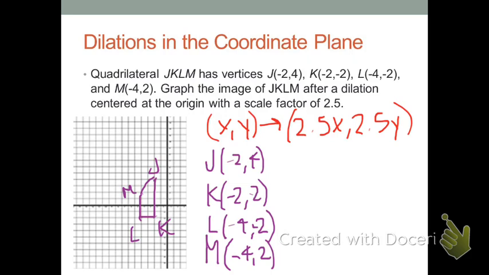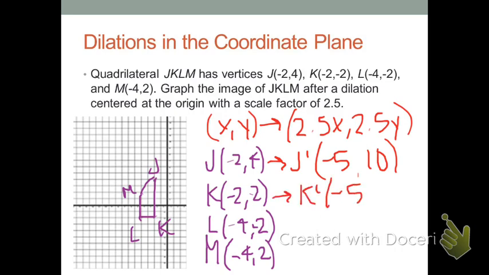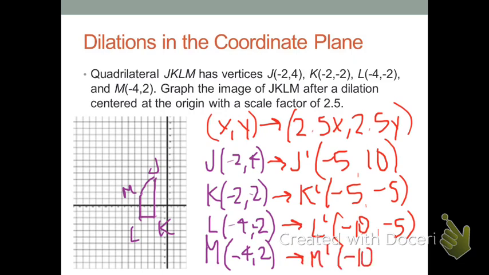So if we apply this rule to each of our points of our preimage, we would get J prime is -5, 10. K prime is -5, -5. L prime is -10, -5. And M prime is -10, 5. So, now we can graph our image.